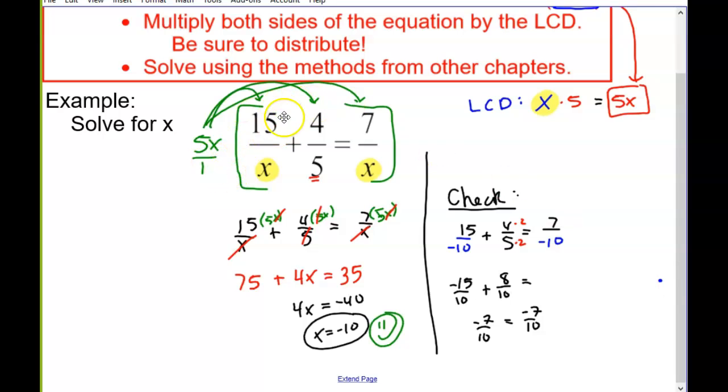Okay, so I'll admit, you really do not need to show this first step right here. Mathematically, that's what we're doing. We're multiplying everything by the LCD. But what I'm going to do is just jump right here to reduce the amount of work.